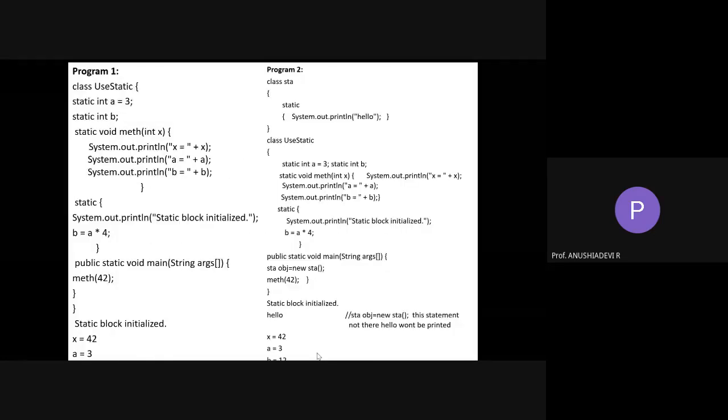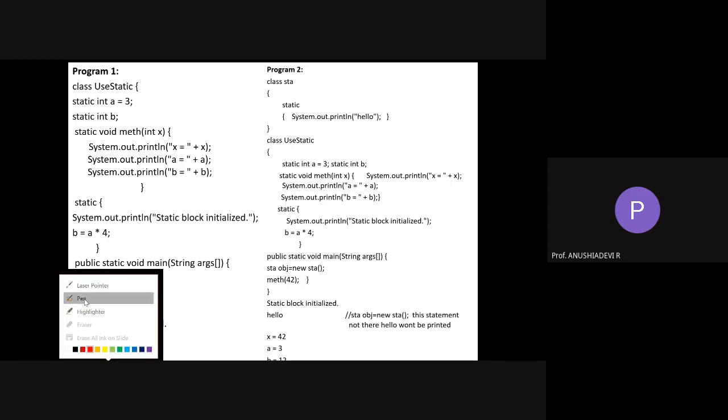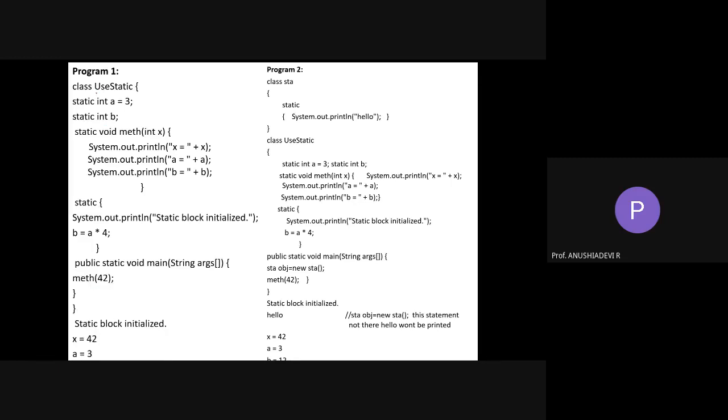And next we will see static block, static data, static variable and static member function. Here I have defined one class called UseStatic. Within that I have two data members, static int A and static int B.